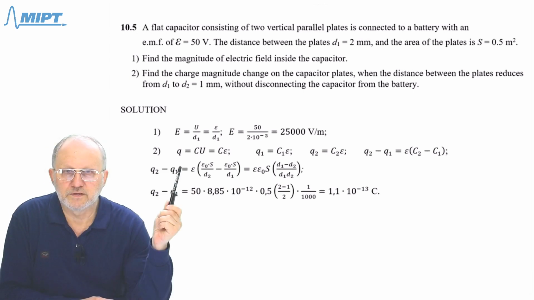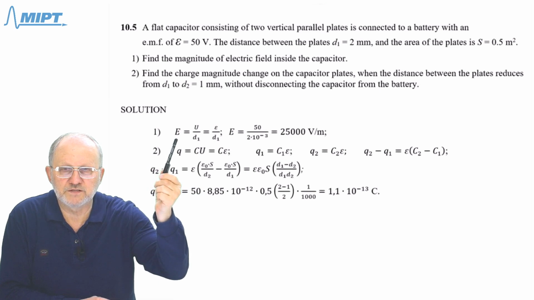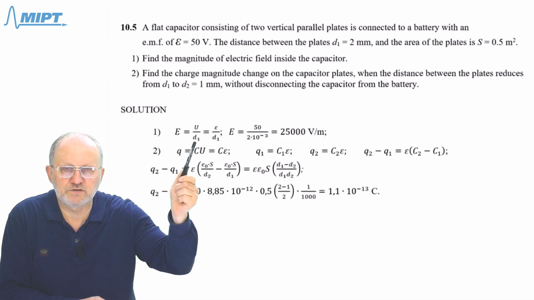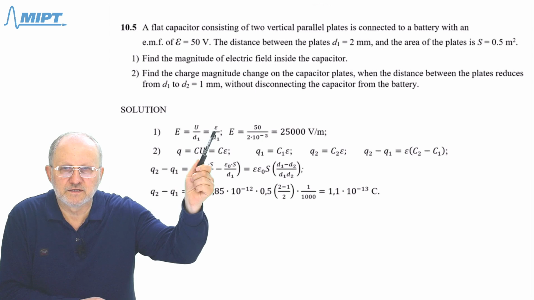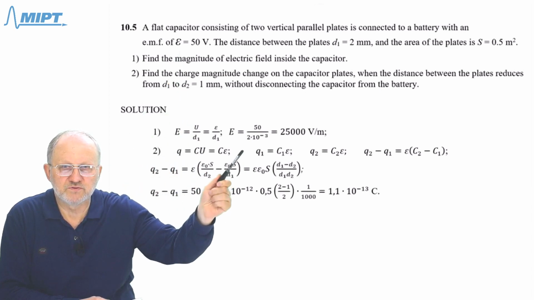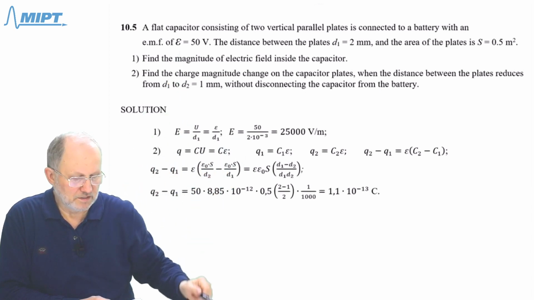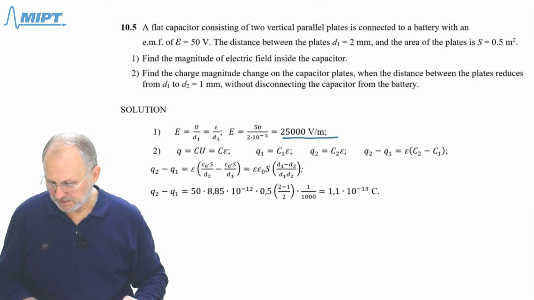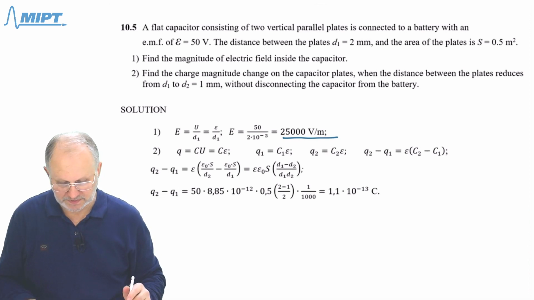The first question is very easy to solve because the magnitude of the electric field strength is directly connected to the voltage on the capacitor plates and the distance between the capacitor plates. Both quantities are given in this problem. The voltage is denoted by E. This is not epsilon, this is E, which is given in the problem, which is 50 volts. And so the electric field strength is found to be 25,000 volts per meter. This is a very simple question, and if you got this correct answer, you obtained 3 points.